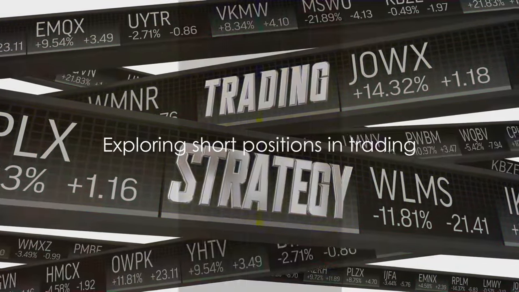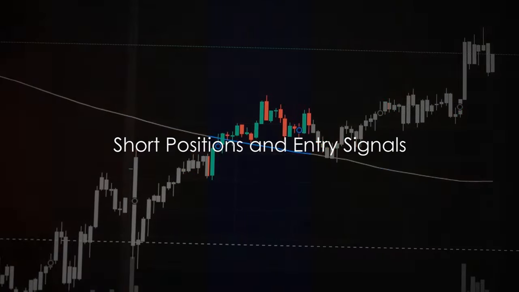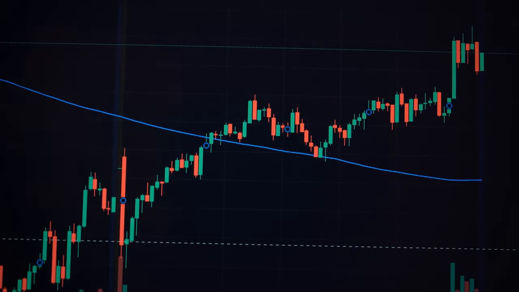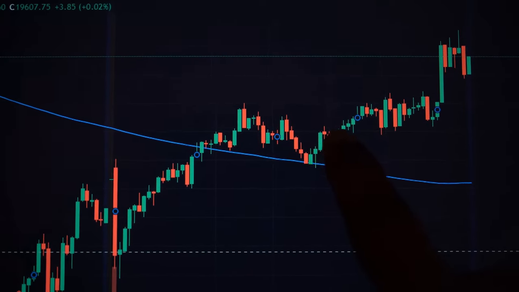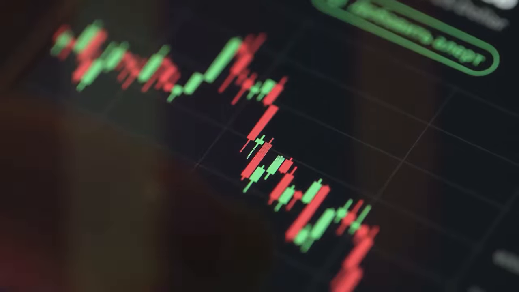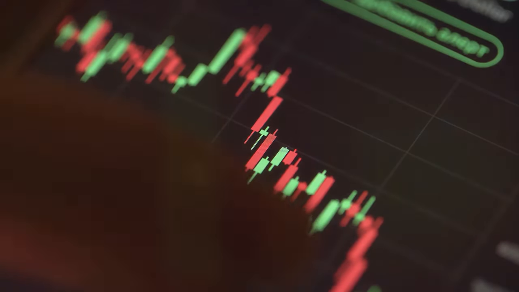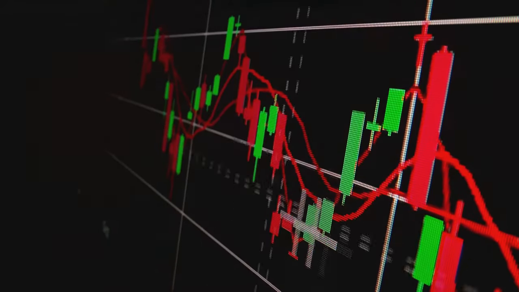But what if we're looking at short positions? Short positions have their own set of rules, just as we did with long positions. We need to establish the criteria for entering a short position. To begin, we need to be trading below the 200 exponential moving average, or EMA. This sets the stage for a potential downward trend.